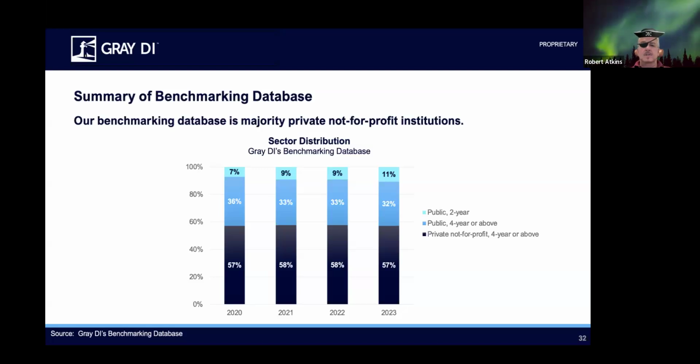You want to be careful. I mean, obviously, it doesn't make sense to look at the benchmark for master's degree programs when you're a community college. But the cost of teaching English 100 should be reasonably similar across all these different institutions. So there are many cases where it's still a valid indicator, if not directly comparable to what you're doing.